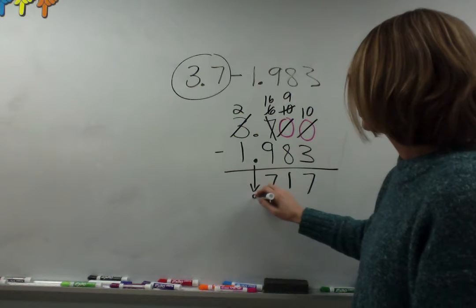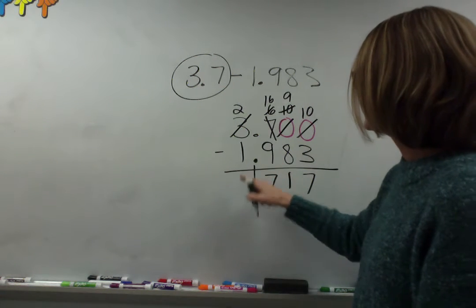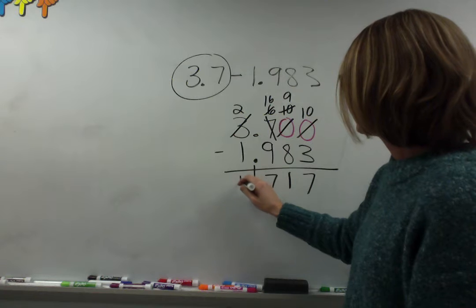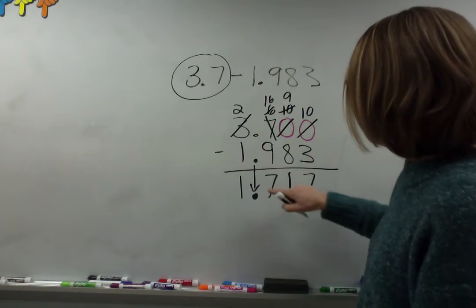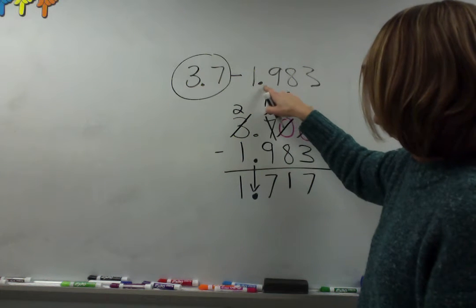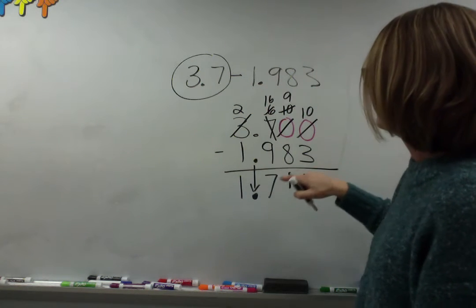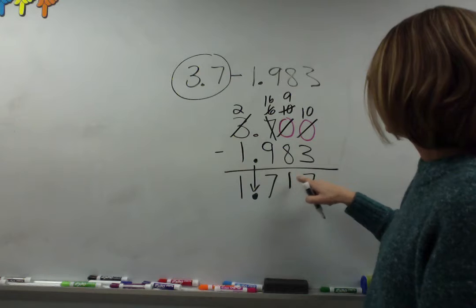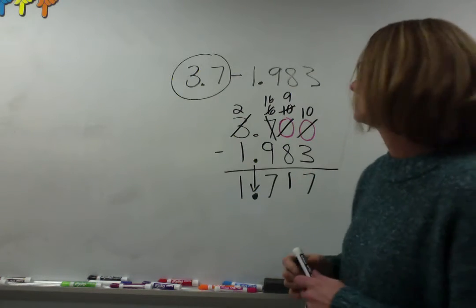The decimal goes straight down between the tenths and the ones place. And 2 minus 1 is 1. So that means that 3 and 7/10 minus 1 and 983 thousandths is 1 and 717 thousandths.